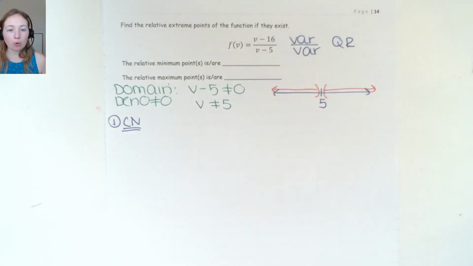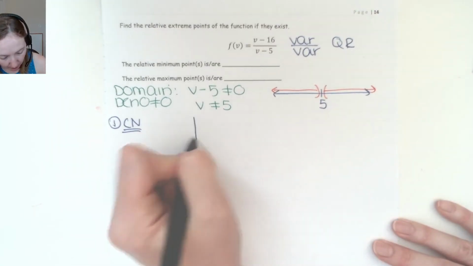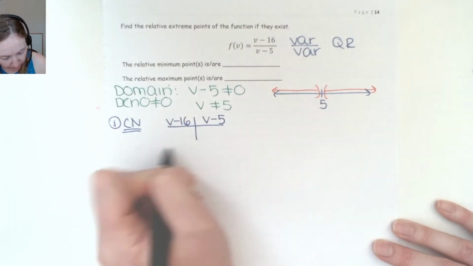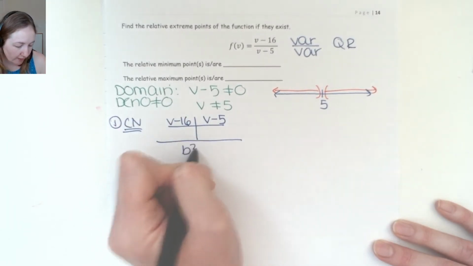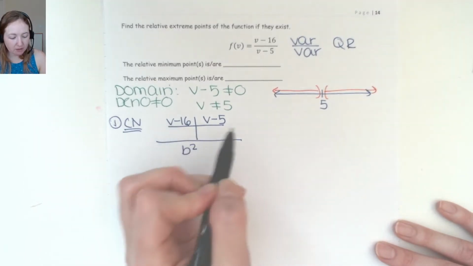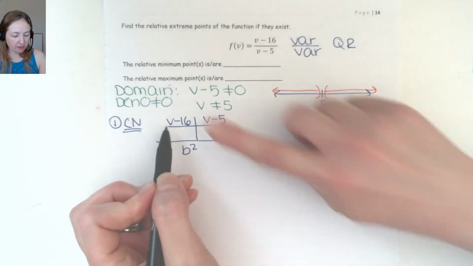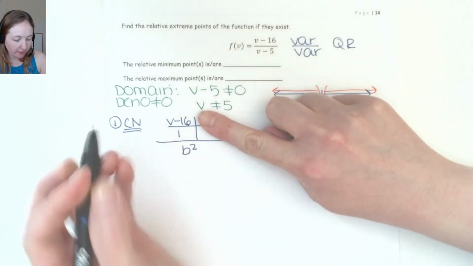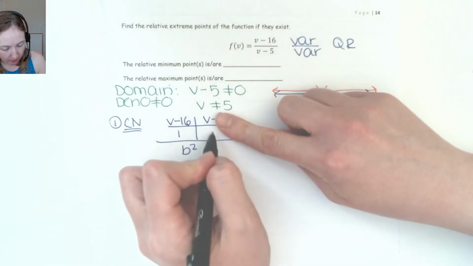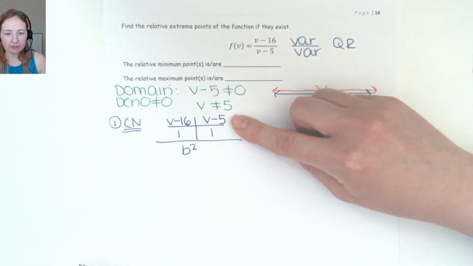Now, remember, the quotient rule is like our little crisscross applesauce where we put our bottom squared in the denominator. So we'll have v minus 16, v minus 5. Fortunately, the derivative of v is just 1. The negative 16 goes to 0. The v minus 5, again 1. The negative 5 goes to 0.